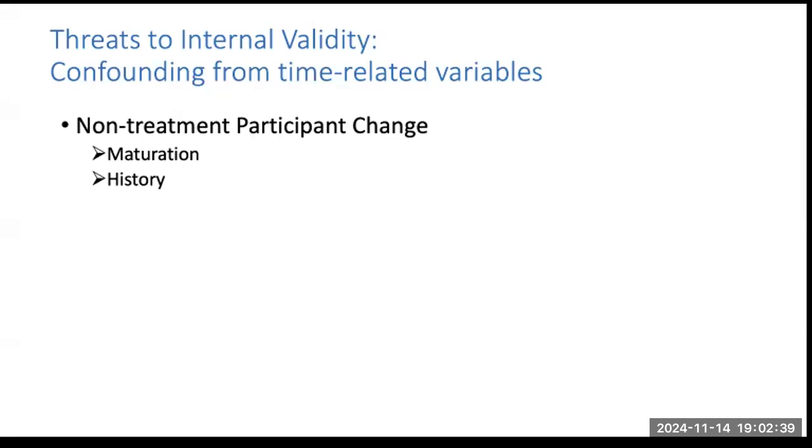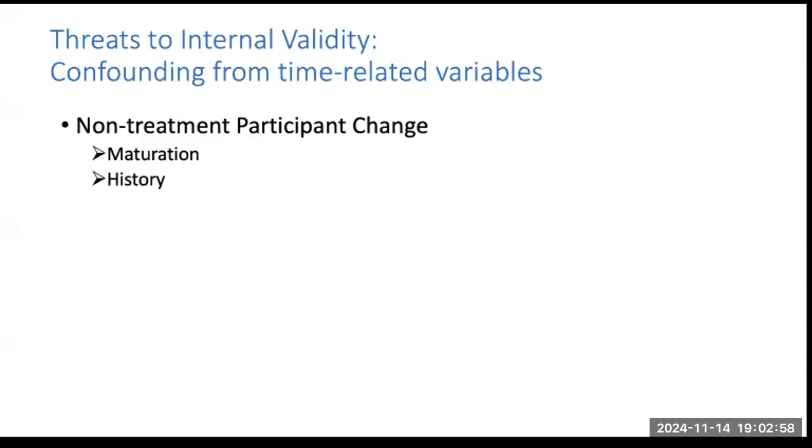change, right? So an example of maturation is, maybe you're doing a study with kids, and in the time that you're doing the study, they hit puberty or something. And so this is changing their cognitive perspective or things like that. That is maturation. That's truly a threat to internal validity.